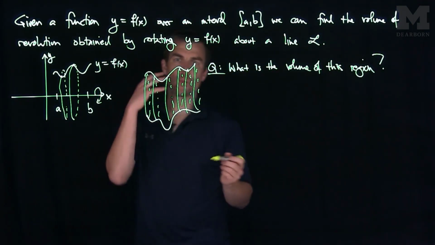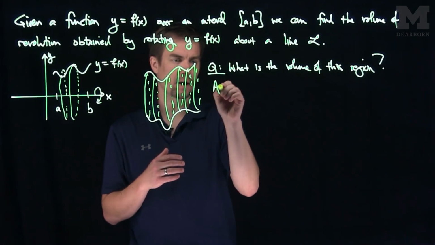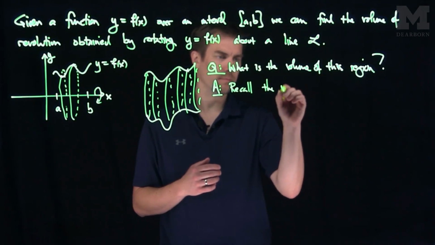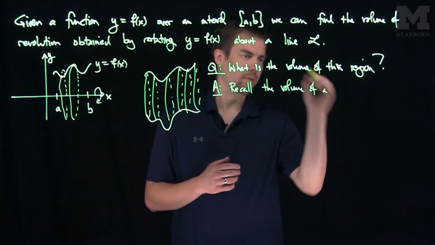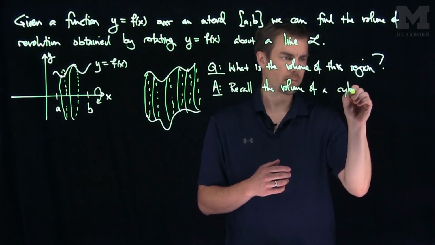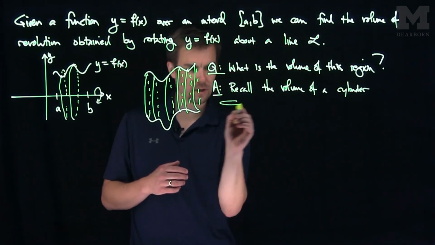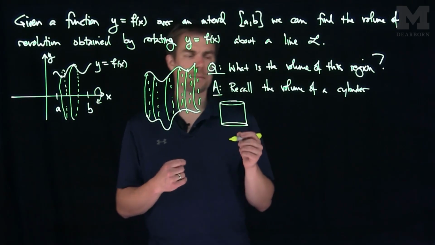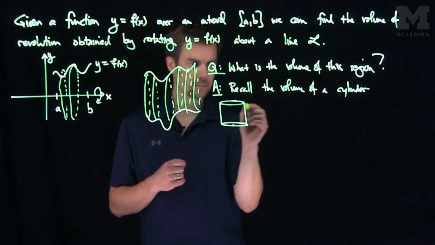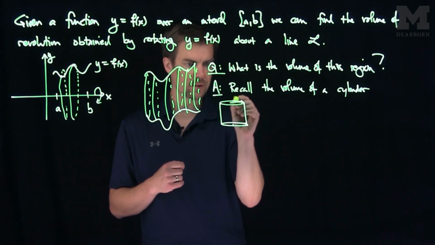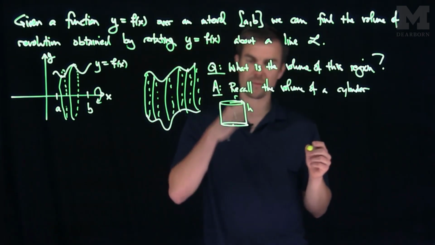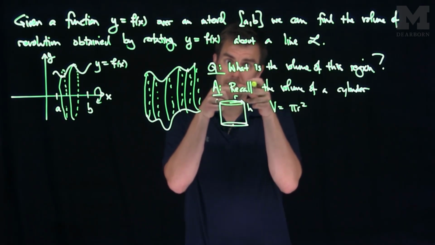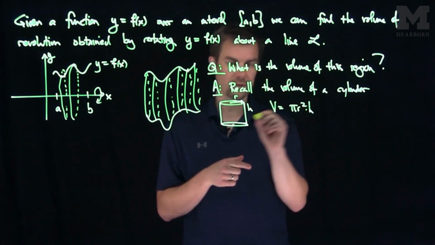And what we'll do is we'll say, we have a very good way of doing this. We can say our answer is that we recall the volume of a cylinder. So let's draw a little cylinder over here. The volume of this cylinder is going to be, if this circle has a radius r and this is the height, then the volume is going to be pi r squared. That's the area of the circle times h, the height of the cylinder.